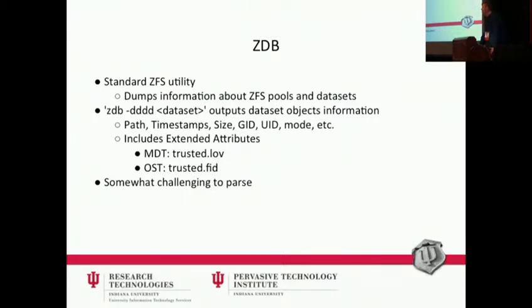This object information, if you dump this on an MDT or on anything, but particularly important in this case for an MDT, will give you path, timestamps, size, GID, etc. Also, importantly, from a Lustre perspective, it includes extended attributes. On the MDT, it includes trusted.lov. On the OST, it includes trusted.fid, which are the two key extended attributes we needed to start to piece things together.